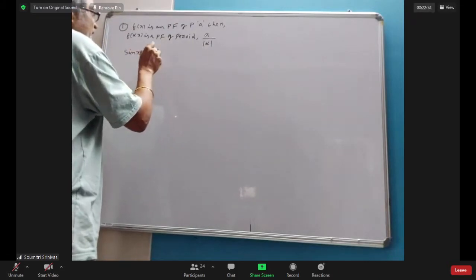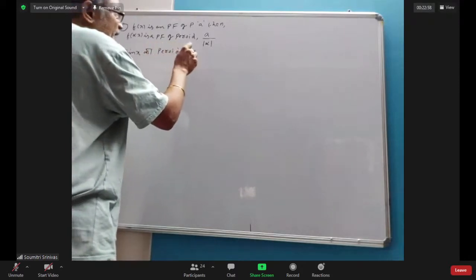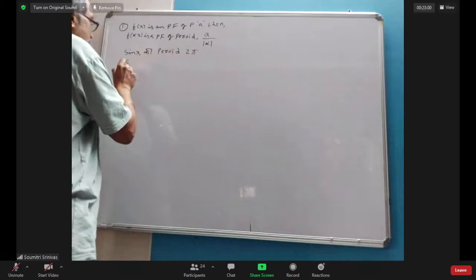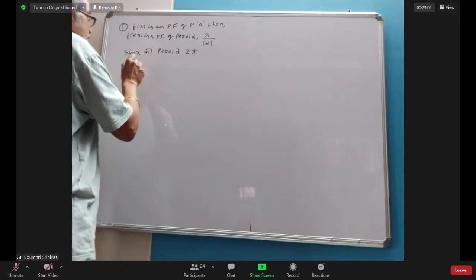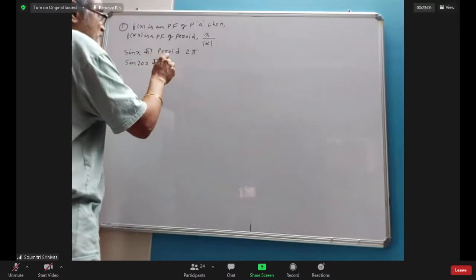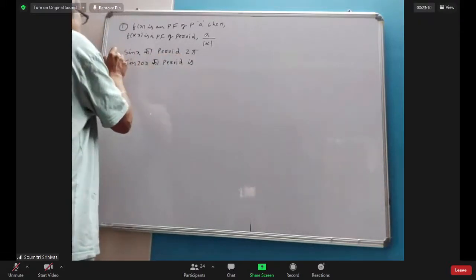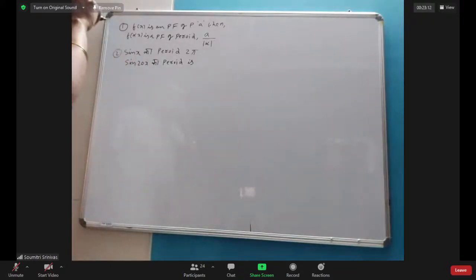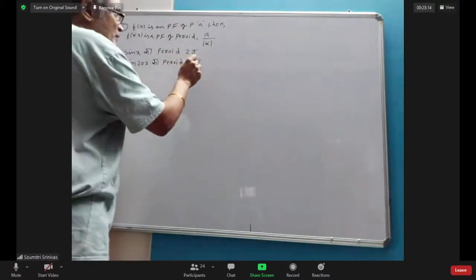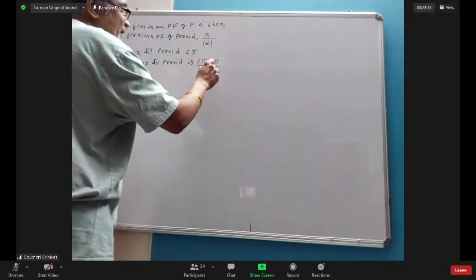Sin x ka period 2 pi. Sin 20x ka period? 2 pi by 20, that is, pi by 10.